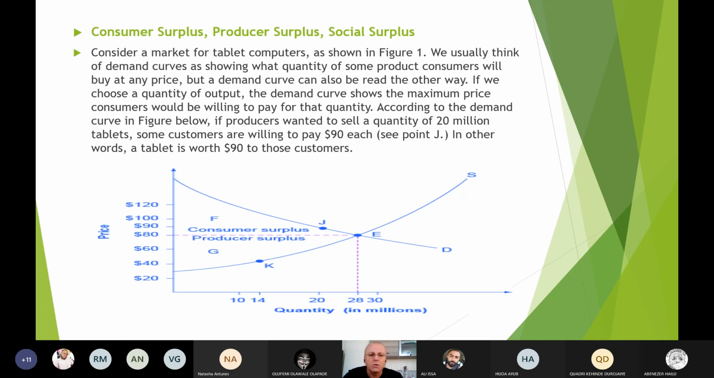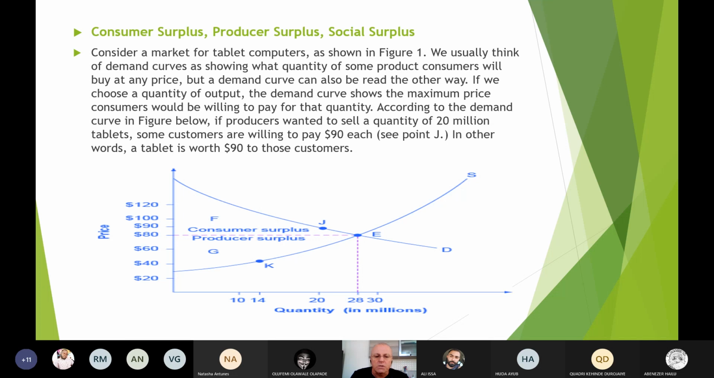We usually think of a demand curve as showing what quantity of some product consumers will buy at any price. But a demand curve can also be read the other way. If we choose a quantity of output, the demand curve shows the maximum price consumers will be willing to pay for that quantity. According to the demand curve in the given figure, if producers wanted to sell a quantity of 20 million tablets, some customers are willing to pay $90 each at point J. In other words, a tablet is worth $90 to those customers.